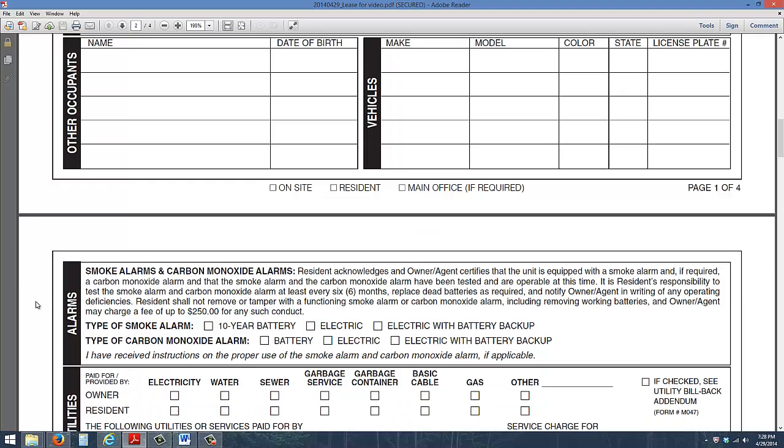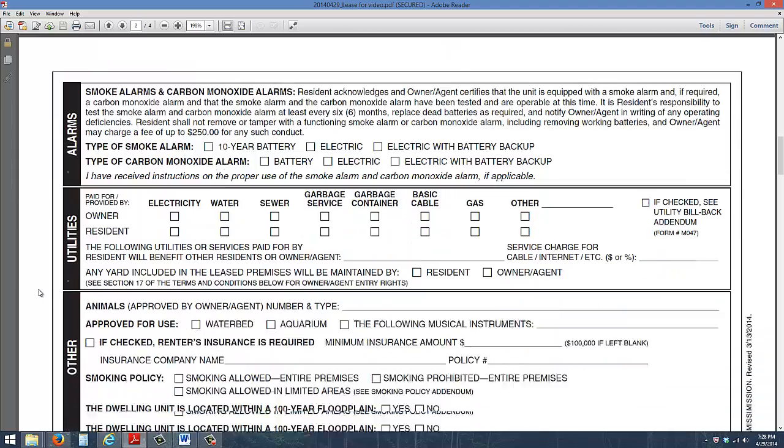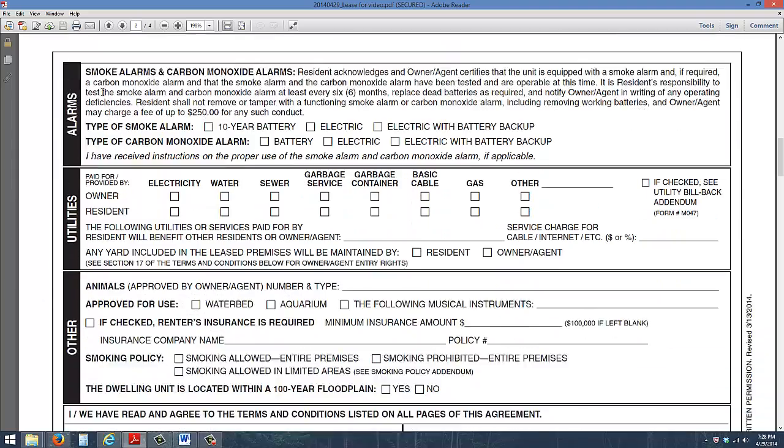So here we have page 2. This section again highlights your smoke alarm and carbon monoxide alarms and indicates that you'll need to test them periodically to make sure that they work, and you're responsible for replacing any dead batteries. You're not allowed, again, to tamper with any of these smoke alarms or carbon monoxide detectors, including removing working batteries. Again, the fine is $250 for any such conduct.